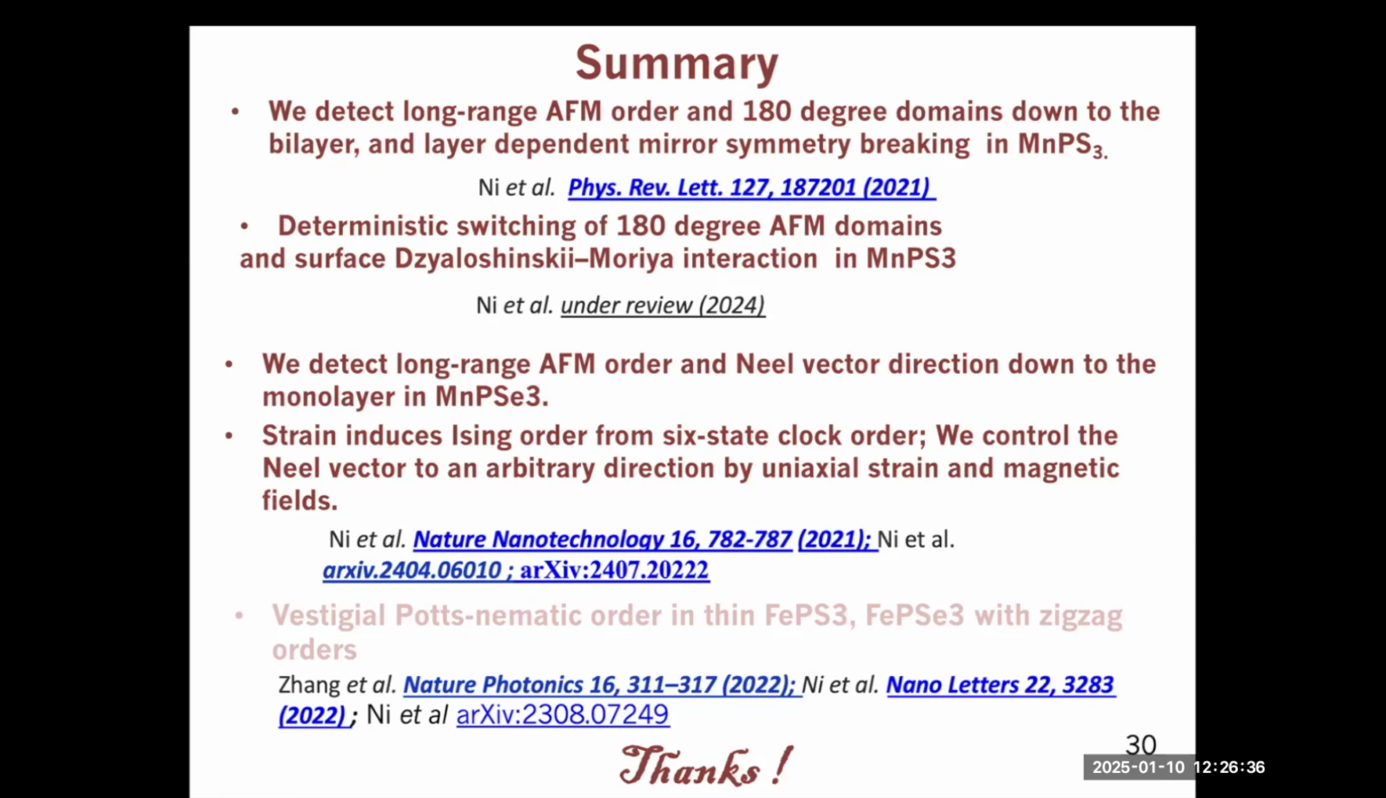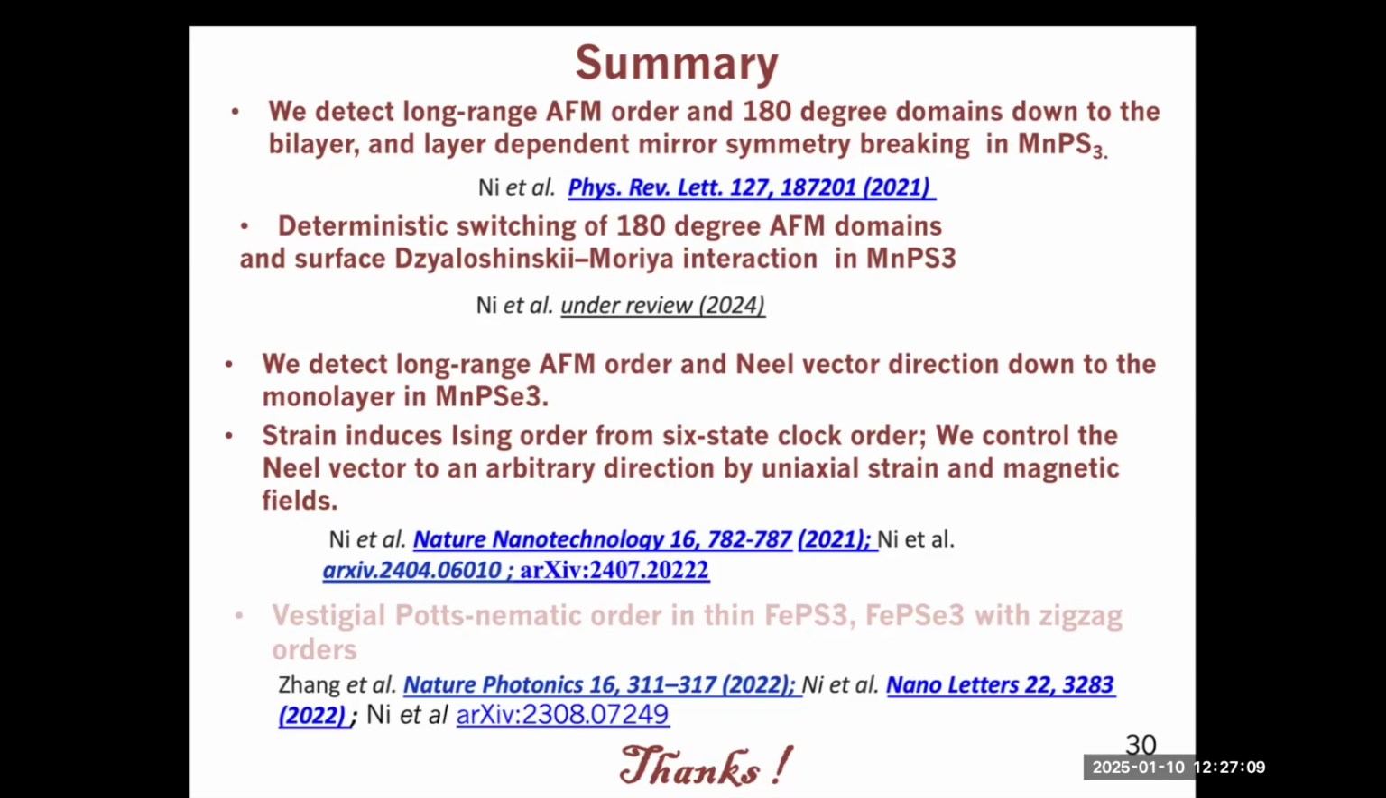And we can switch the domain by strain, and we also discovered that a magnetic field can switch the 180 domains. In the sulfur compound, we propose a surface Dzyaloshinskii-Moriya interaction. In the selenium compound, it can be that, but it can also be the linear magnetoelectric coupling. I also told you that in the sulfur compound, above the Néel temperature, we discovered a new order in the very thin limit, which we call vestigial magnetic order, which I didn't have time to talk about.